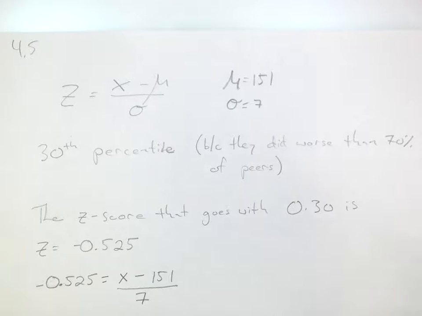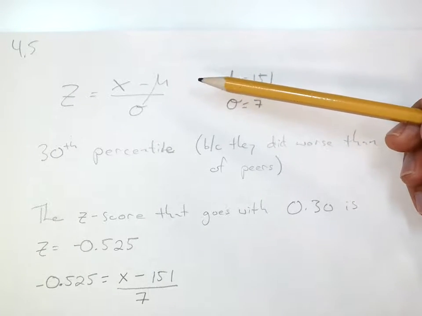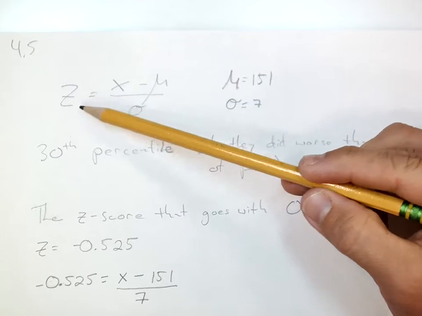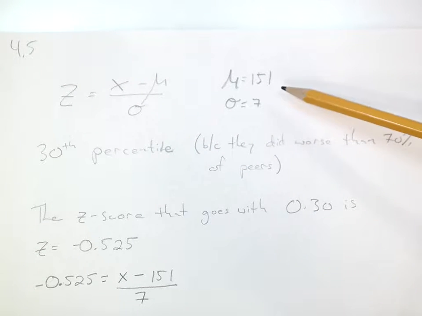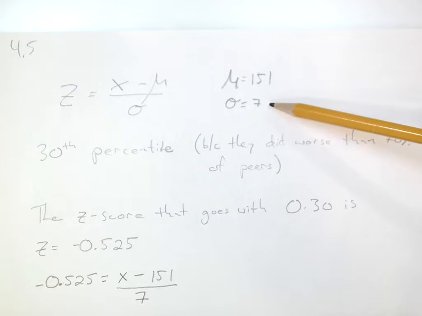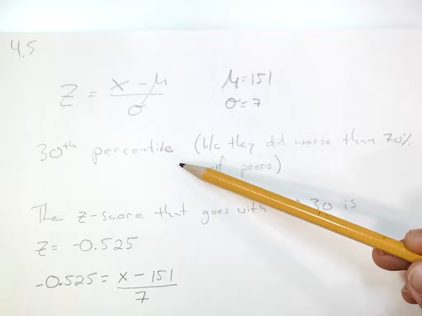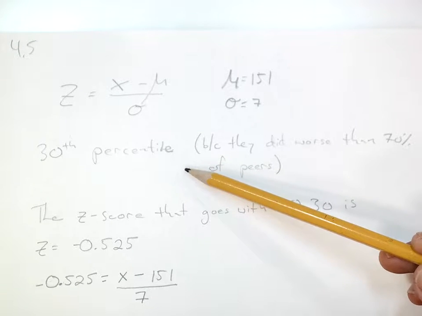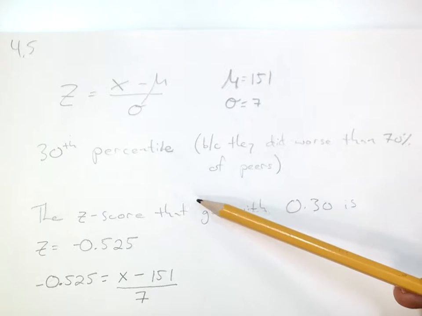Here's problem 4.5 without using Excel, with using the z-score formula, which is this: z is equal to whatever your x value is minus your mean over sigma. In this problem, we're looking at GRE scores where the average score is 151 and the standard deviation is 7. We are looking for the 30th percentile here because this student did worse than 70% of their peers. So we actually have to look up the z-score that goes with the 30th percentile.